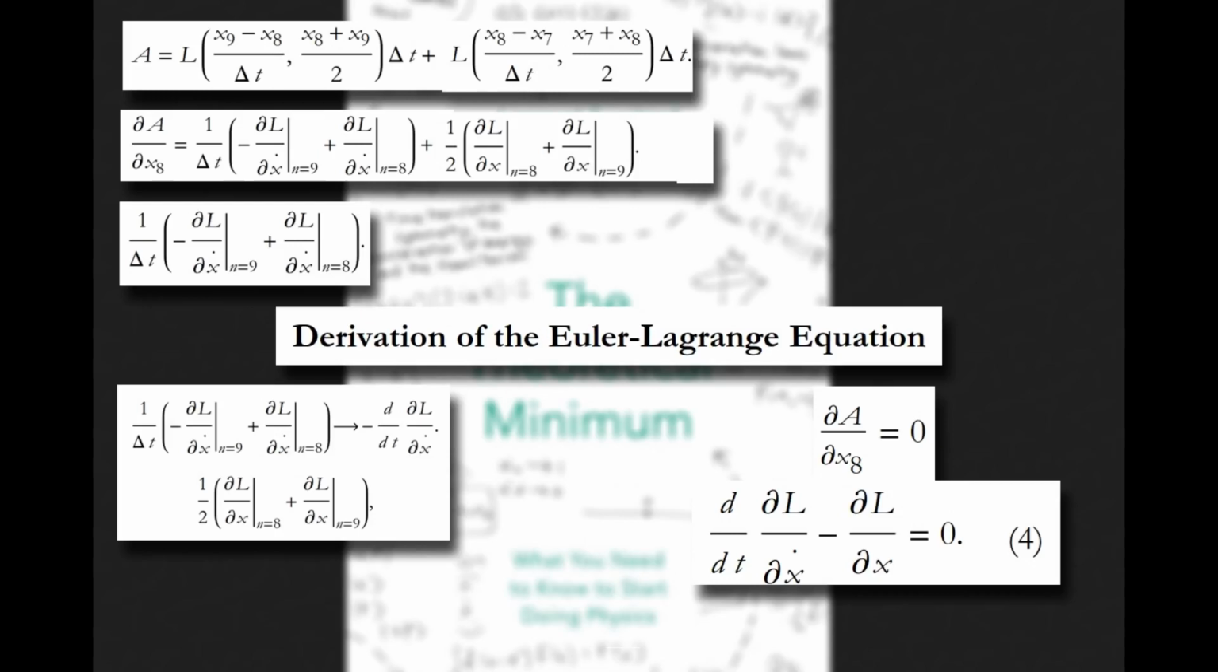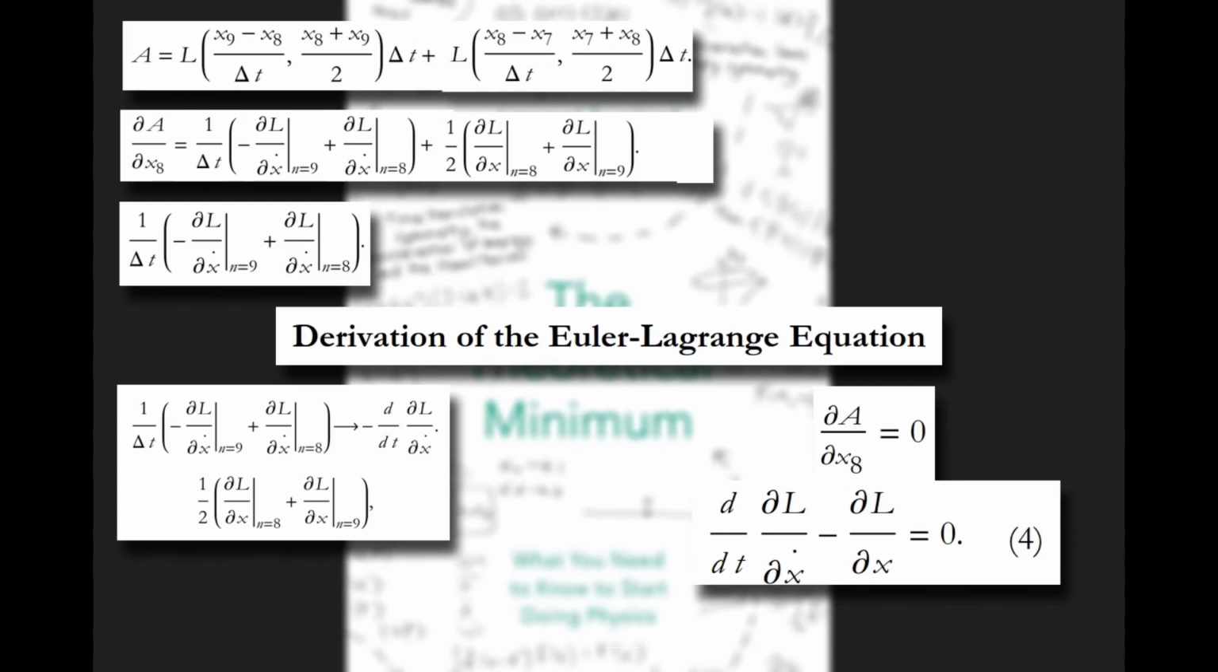But before we do, let's see what happens to dA by dx8 in the limit when delta t tends to 0. You start with the first term: 1 by delta t, bracket, minus the partial derivative of Lagrange with respect to x dot at n equals 9, plus the partial derivative of Lagrange with respect to x dot at n equals 8. This has the form of the difference between a quantity evaluated at two neighboring times, n equals 8 and n equals 9, divided by the small separation between them. This obviously tends to a derivative, namely minus d by dt of del L by del x dot.